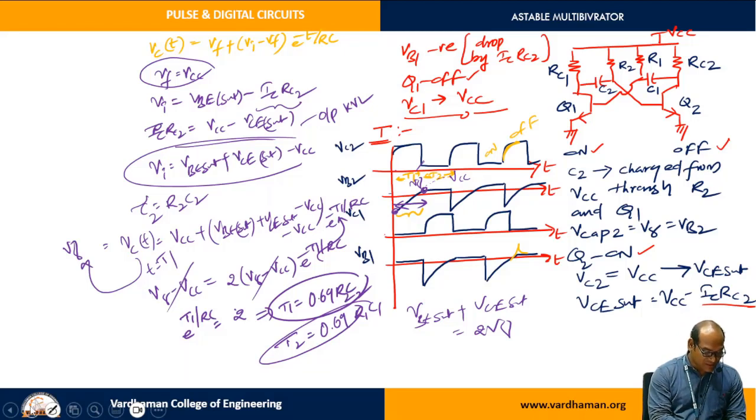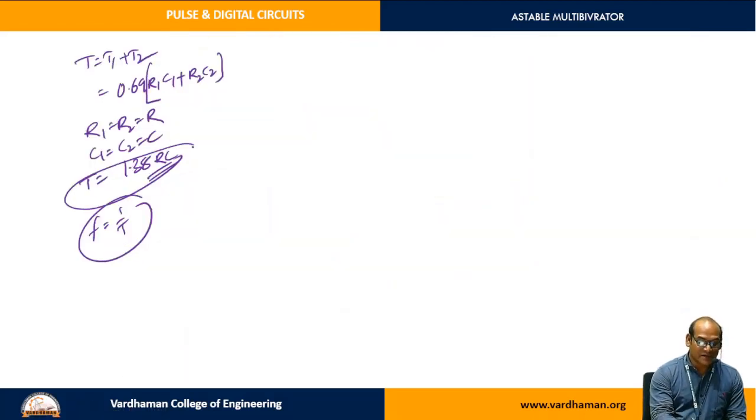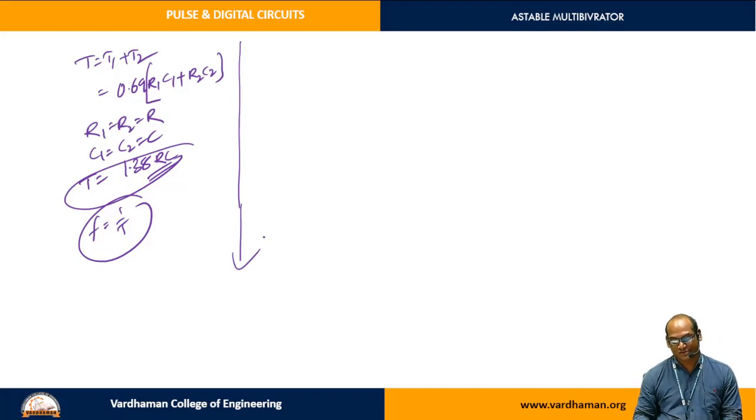And one more thing is, this is independent of VCC, because in this equation VCC is not available. So frequency can be taken by taking the inverse of this, and frequency also does not depend upon the supply voltage VCC. So this is the general multivibrator time period equation or frequency equation.